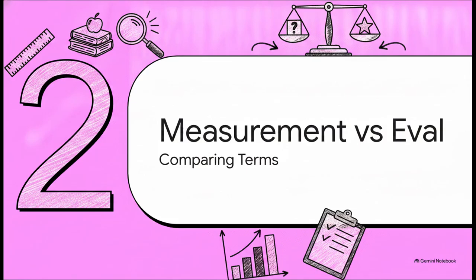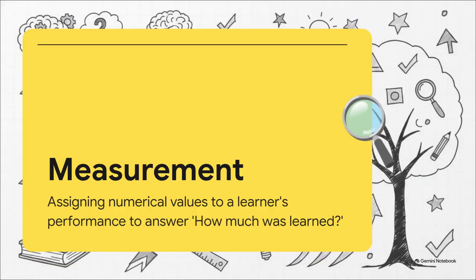Moving on to Section 2, measurement versus evaluation and comparing those terms. Now, let's pit two frequently confused terms against one another. Measurement is the process of assigning numerical values to a learner's performance. It answers a very specific question: how much has the student learned? According to educational researchers Nitko and Brookhart, measurement is all about objective, quantitative data. It doesn't judge, it just counts. It's the strict mathematical foundation that all further assessment is built upon.